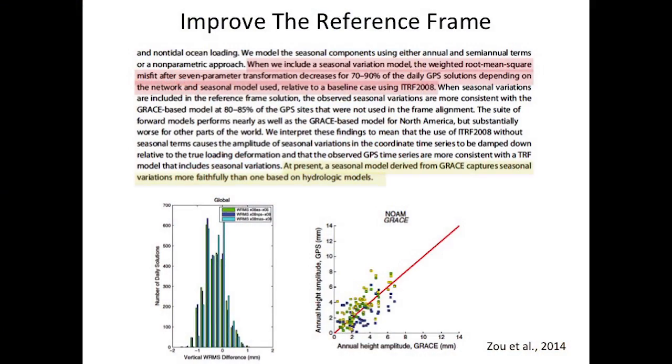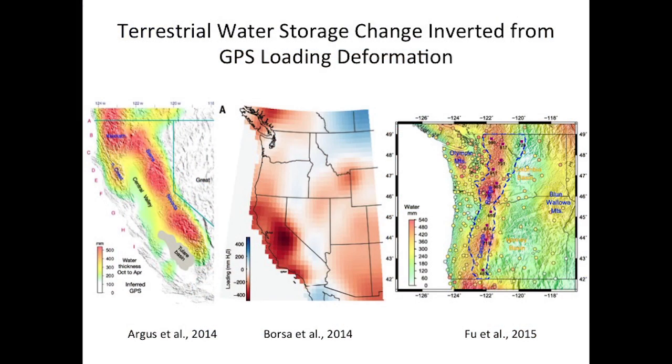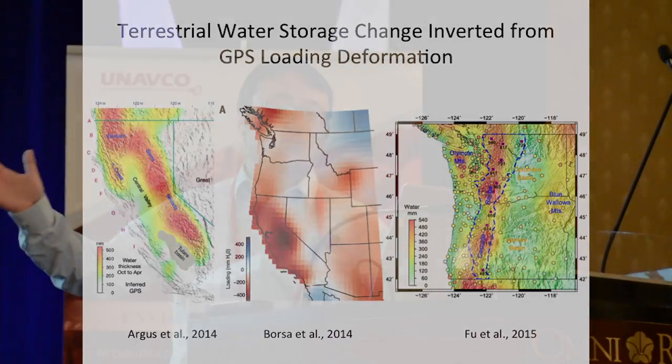ITRF, the reference frame, doesn't include a seasonal component. We can potentially incorporate the GRACE model of the global loading deformation seasonal component into the reference frame to improve it. Right now, more and more people are looking at water storage change inverted from GPS loading deformation, especially for the Western United States where we have such a dense network.